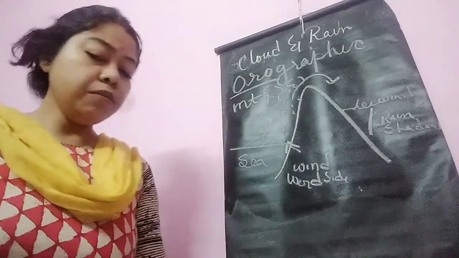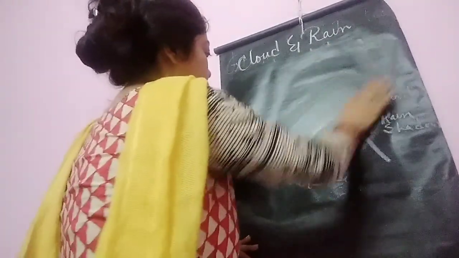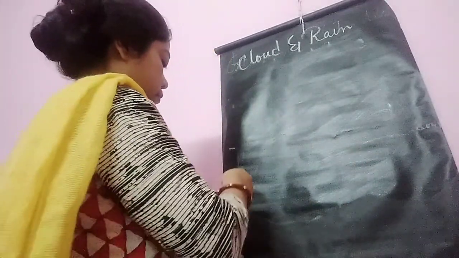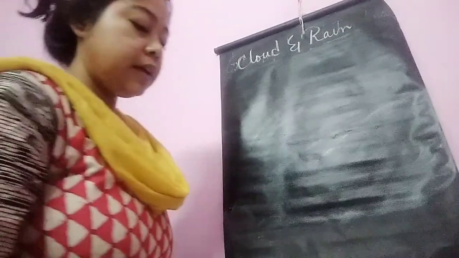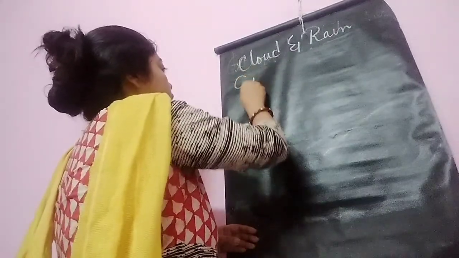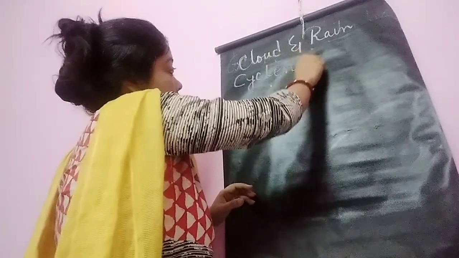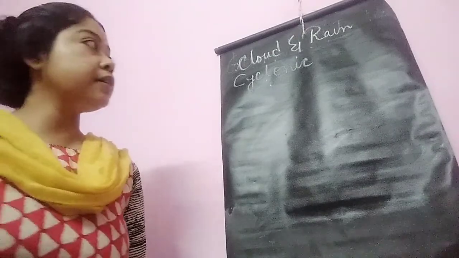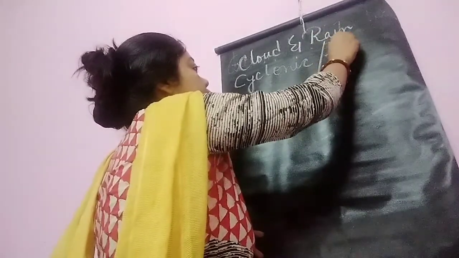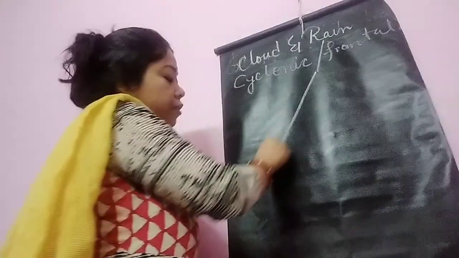Now I am going to the next part, that is cyclonic rainfall. I will start cyclonic rainfall, or frontal rainfall. What is the other name? Frontal rainfall. Cyclonic rainfall or frontal rainfall occurs.